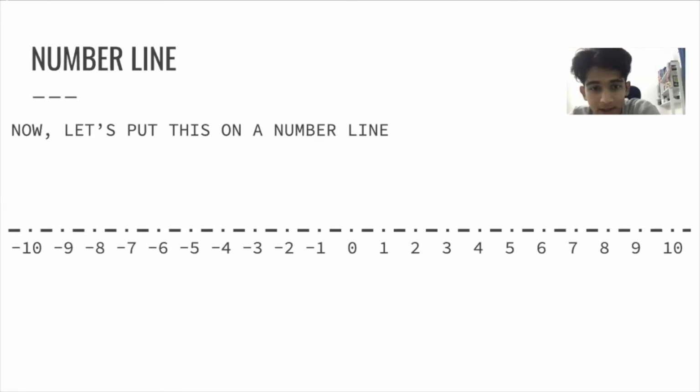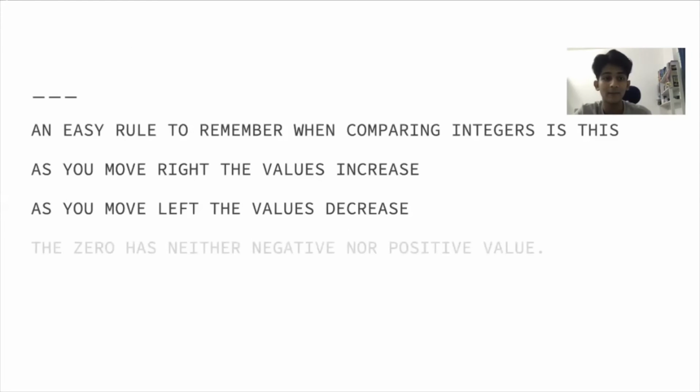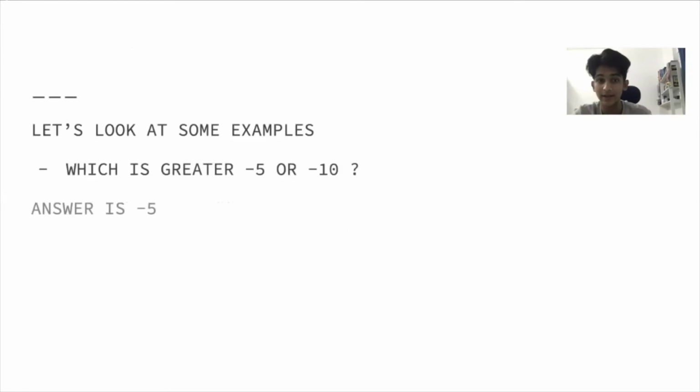You can see here that -5 is on the left side of zero, but -10 is also on the left side of zero. And we know that as we move left, the numbers decrease. So minus 5 is closer to 0 than minus 10 is. So minus 5 is greater than minus 10. If you took 10 and 5 alone, then 10 would obviously be more than 5. But the rules change because these are negative integers. So minus 5 is closer to 0, therefore it is greater than minus 10.